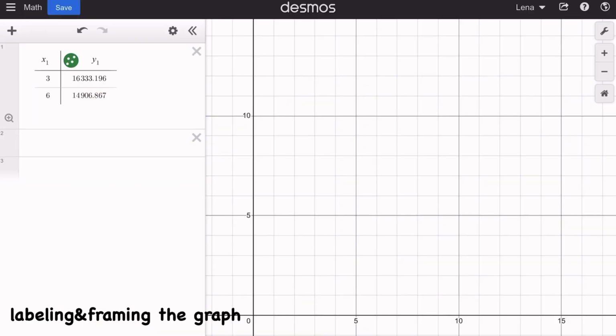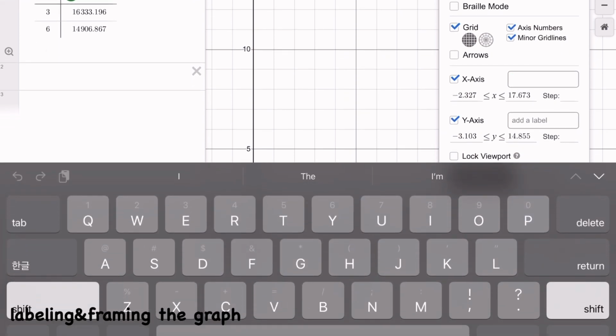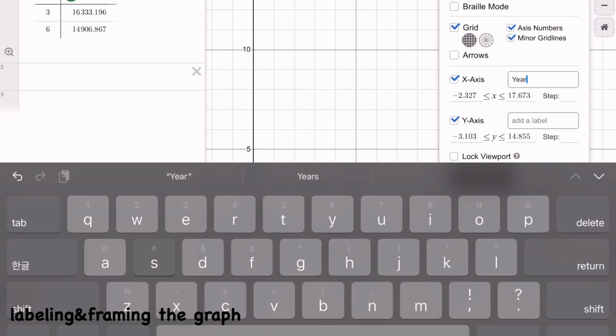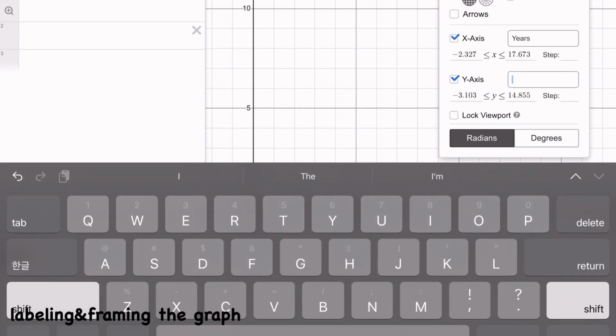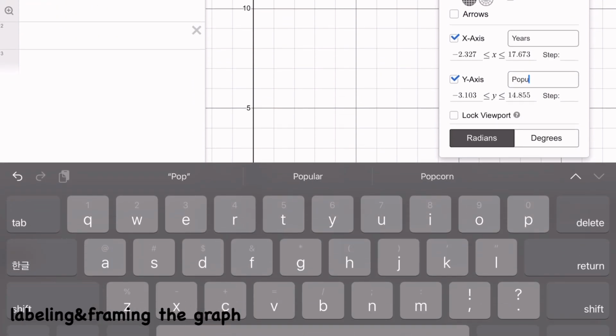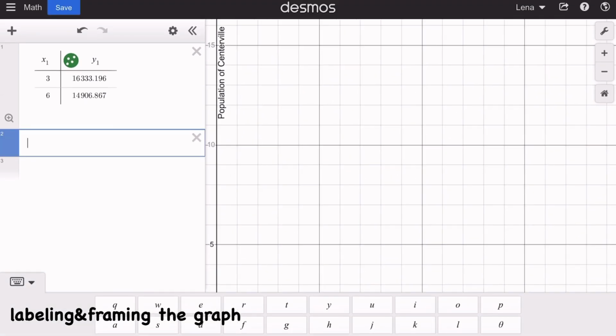Now that the equation is defined, let's jump to the graph. But before we start, label the graph so it is easier to read what is going on. To do this, press the wrench icon on the top right corner. The x-axis, like I said, represents the number of years, and the y-axis represents the population of Centerville. Now we can type in the function that we made.